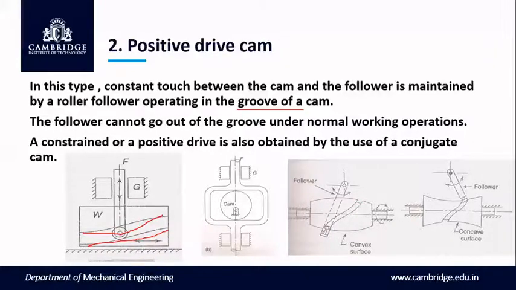We can easily get direct contact between the follower and the cam with the help of the groove. The follower cannot go out of this groove under normal working conditions. Hence the drive will be positive. A constrained or positive drive is also obtained by using a conjugate cam. In this diagram we have shown a plate cam and a globoidal cam. Using a conjugate cam also we can get a positive drive.